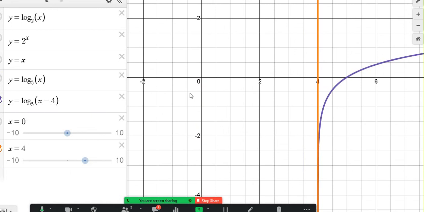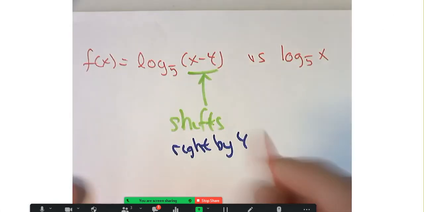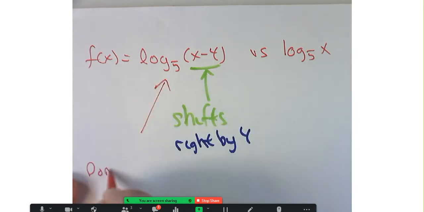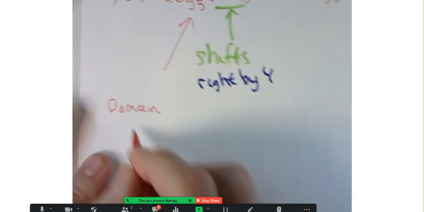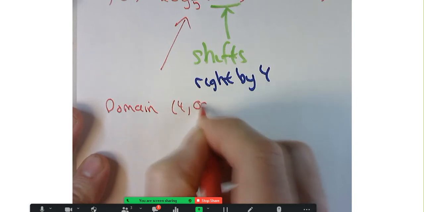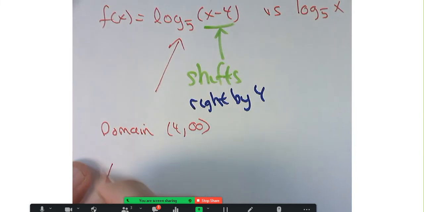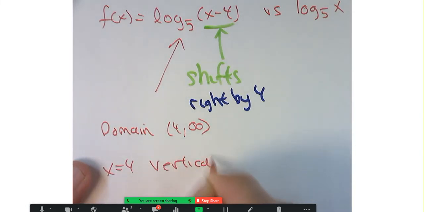Your domain is no longer 0 to infinity. What is the domain here now? Let's see. Our domain is going to be 4 to infinity. And in fact, x equals 4 is going to be a vertical asymptote.